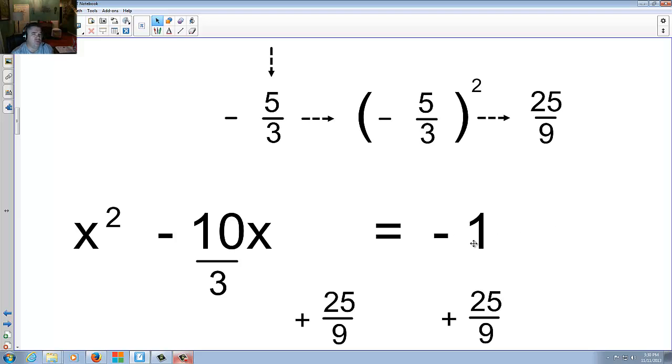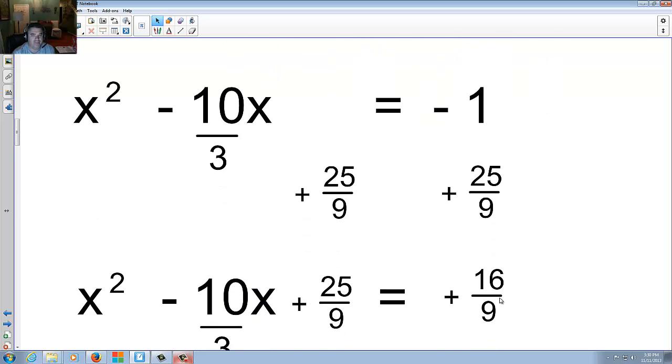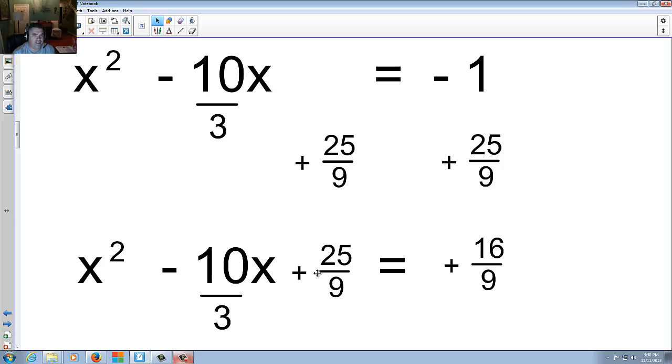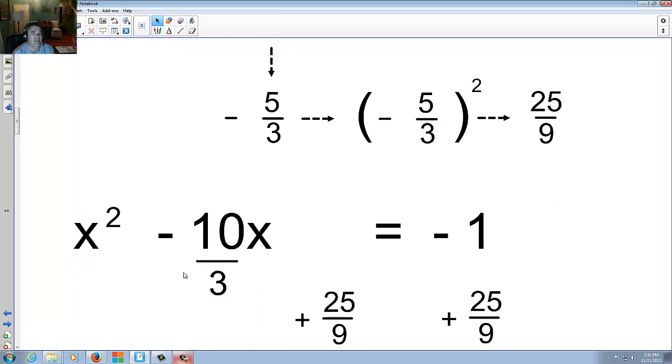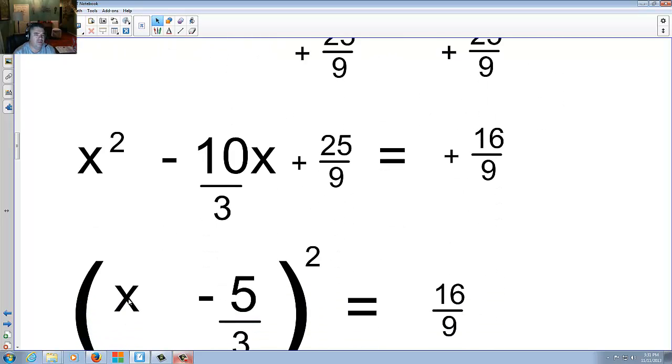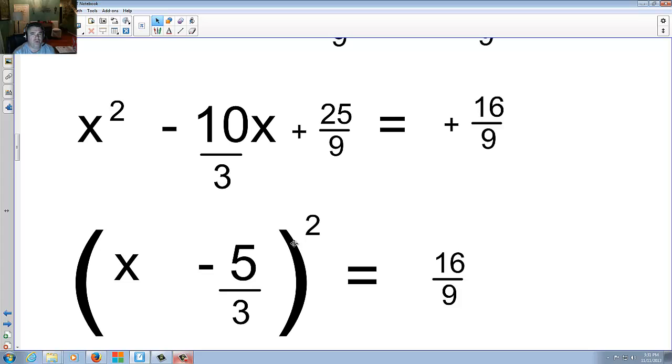I wouldn't fault you if you used your calculator to do the work here. But negative 1 plus 25 over 9 would be 16 over 9. Here this just fits in. We split them apart. Now you might say, well, what's the split? Well, basically, when you found negative 5 thirds, that is the split point. So it's going to be x minus 5 thirds times x minus 5 thirds. Like this. So x minus 5 thirds squared, and this is still 16 over 9.